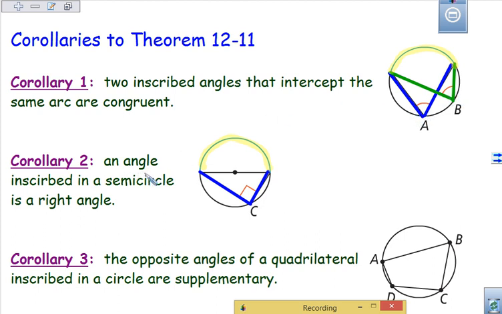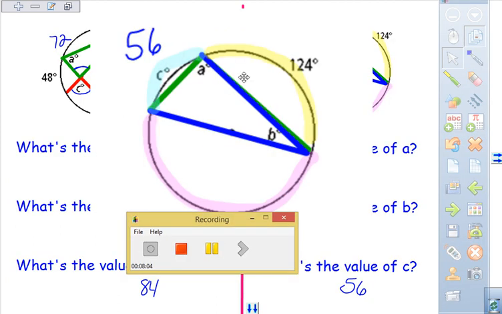Corollary 2, we worked on in the previous example. Because this angle C intercepts a semicircle, it is going to be 90. So on the previous slide, here was us working on that. We had this pink arc that was 180, so then the measure of angle A was 90.